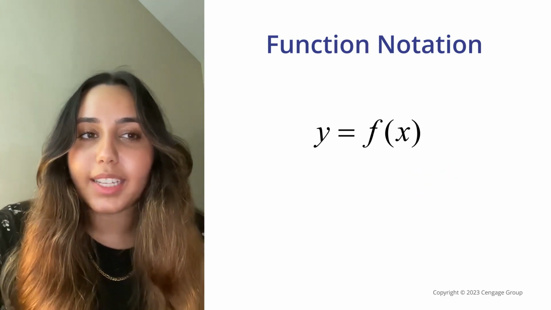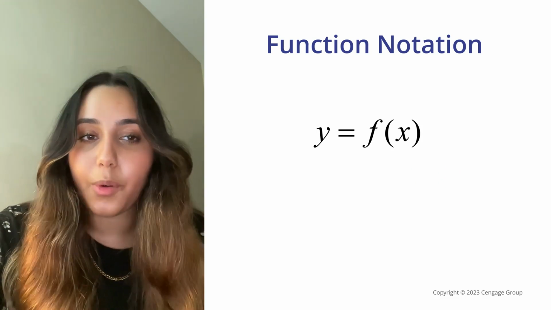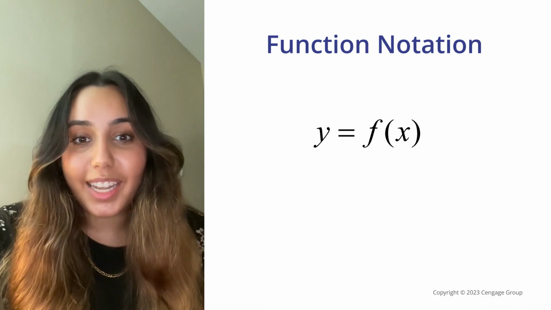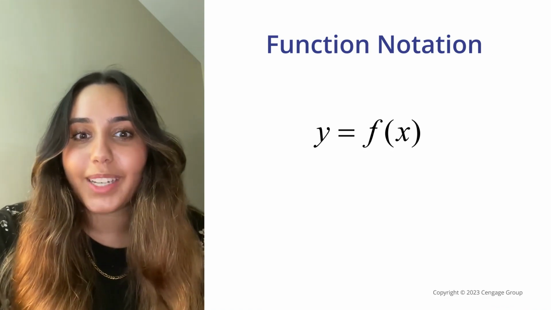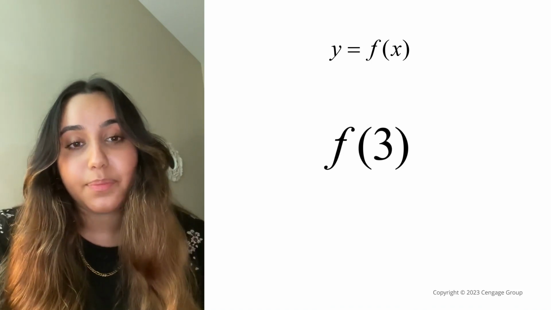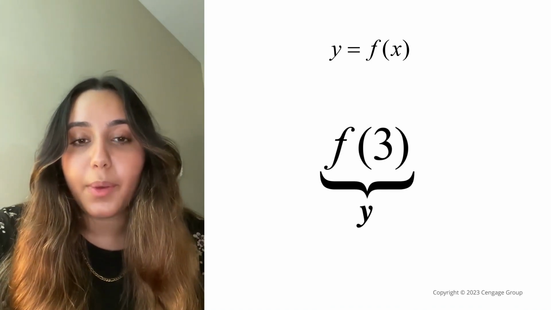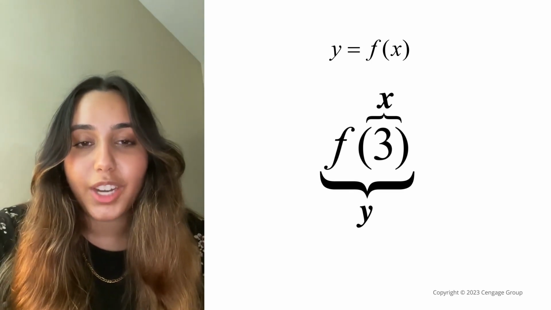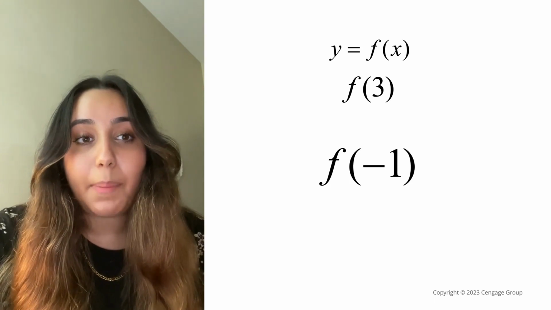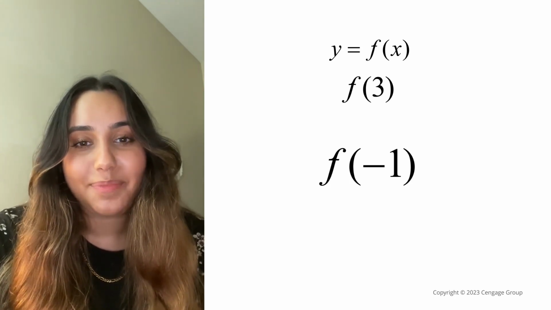The notation provides us with a simple way to denote the values of y, or the outputs of the function that correspond to individual values of x, or the inputs. So that's kind of confusing, so now we're going to move on to some examples. First off, what do we mean when we write f of 3? F of 3 is the output value y that is determined by the input value x equals 3 for the function f. Similarly, f of -1 represents the output value y that corresponds to the input value x equals -1.